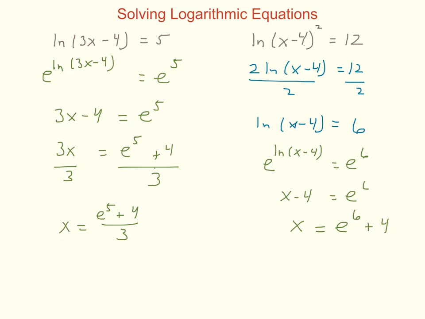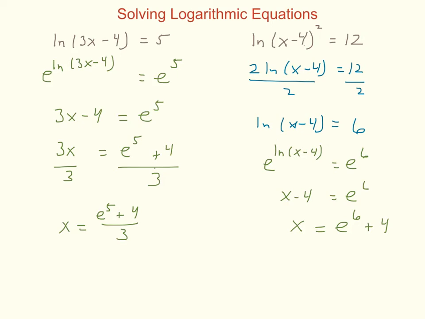At this point now, I'm going to go and write this as an exponential. So I got e raised to the natural log of x minus 4 equals e to the 6. And because of this inverse relationship here, I have x minus 4 equals e to the 6th power. I add 4 to both sides, and I get x equals e to the 6 plus 4.